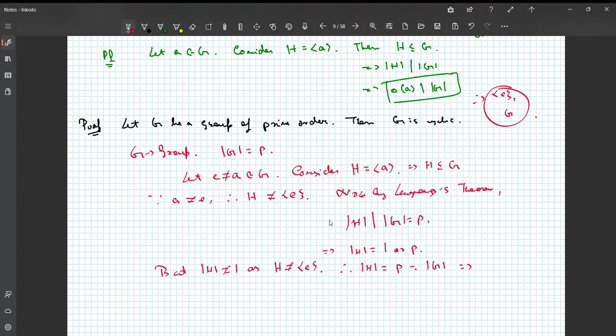And since H is contained in G with the same order as the whole group, that obviously means H must be equal to G. So that means G is a cyclic group, right? G is a cyclic group, since H itself was a cyclic group. Clear? There's another very useful lemma.